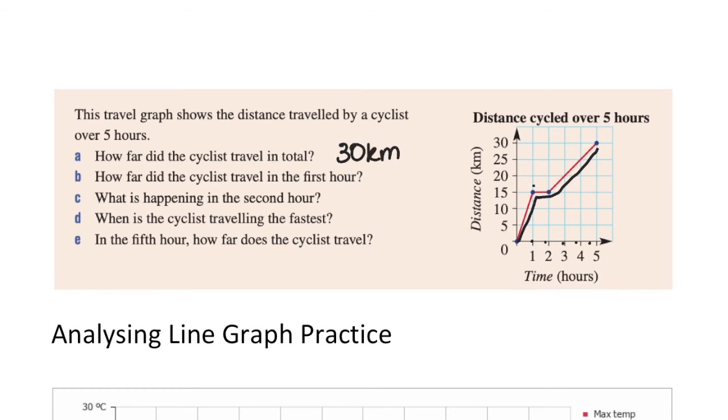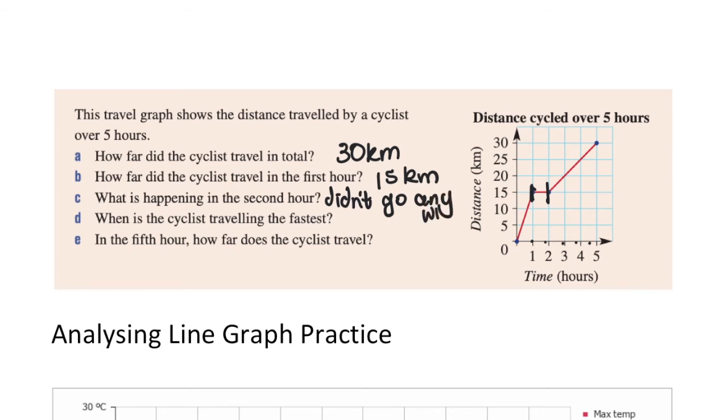How far did the cyclist travel in the first hour? 15 kilometers. That's what we spotted at the start. What is happening in the second hour? You tell me. In the second hour, at the start of the second hour, we're at 15. At the end of the second hour, we're at 15. We ain't go nowhere. That's boring. So that means we didn't go anywhere. Maybe we had a rest, had a picnic.